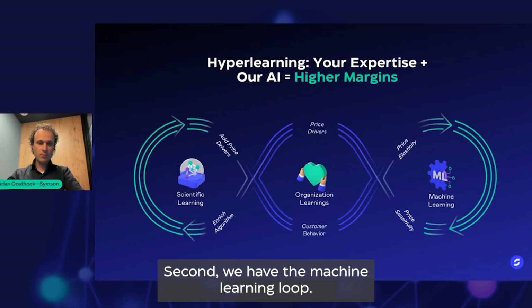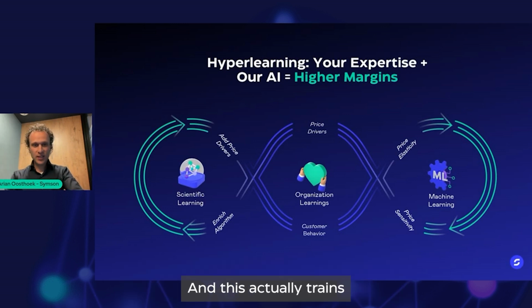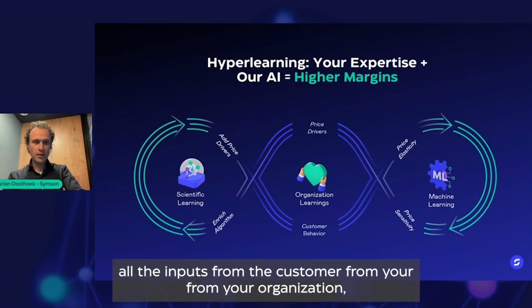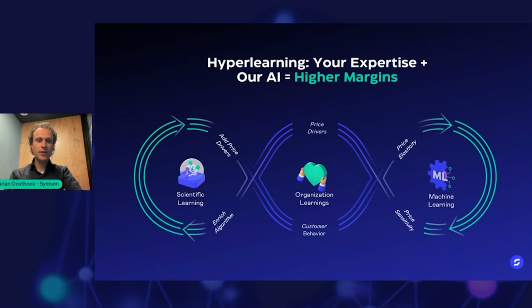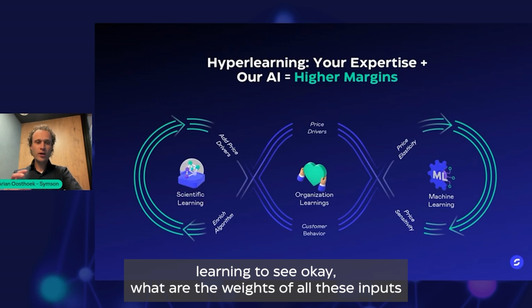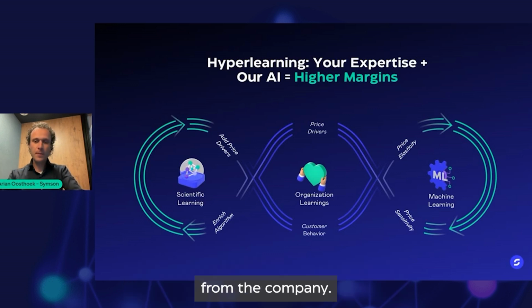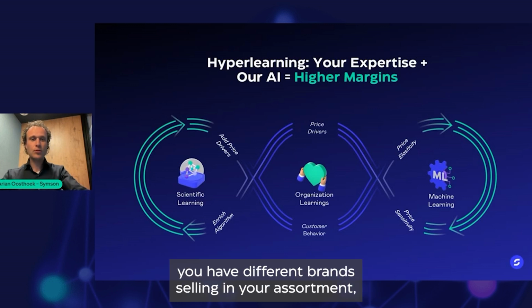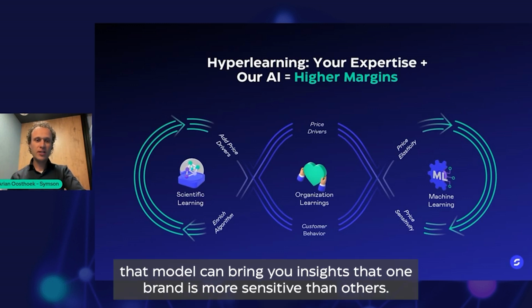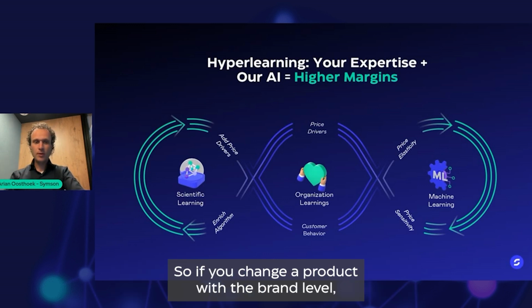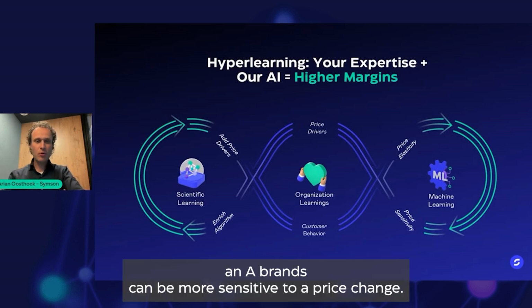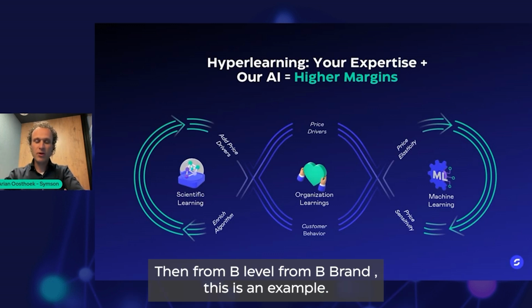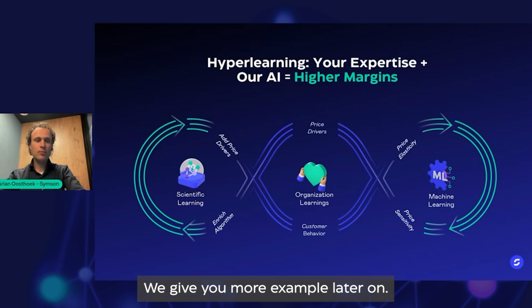Second, we have the machine learning loop, and this actually trains all the input from the customer, from your organization, the organizational learning, to see what the weights are of all this input from the company. For example, if brand value is one of the factors, you have different brands selling in your assortment. The model can bring you insights that one brand is more sensitive than others. So if you change a product with a brand level, an A brand can be more sensitive to a price change than a B brand. This is just an example. We will give you more examples later on.